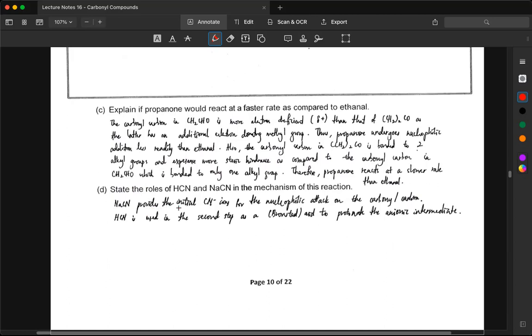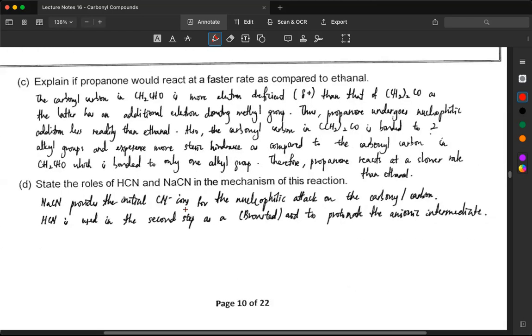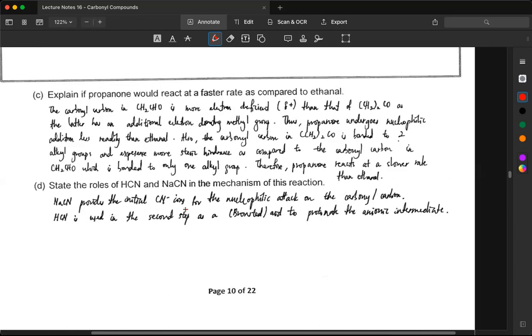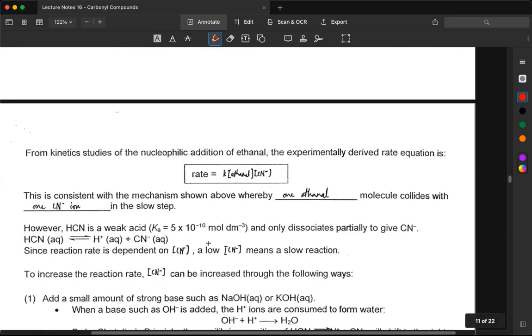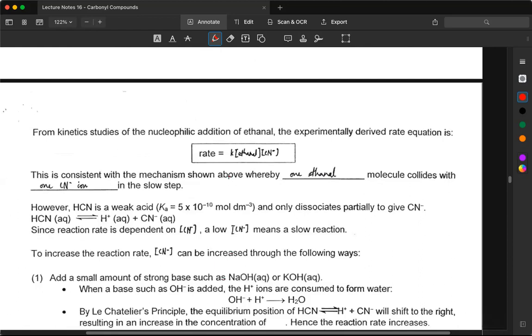NaCN's role is to produce the actual CN-. The one that attacks the carbonyl carbon first is the CN- from NaCN, because it dissociates completely and forms a larger concentration of CN-. HCN is only involved in the second step to act as a Bronsted acid to protonate the anionic intermediate. So it will provide the hydrogen. That's its role. From the kinetic study of the nucleophilic addition, the rate equation is derived as rate = k[CH3CHO][CN-].